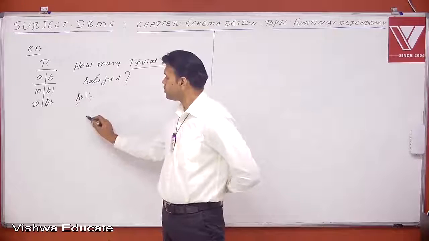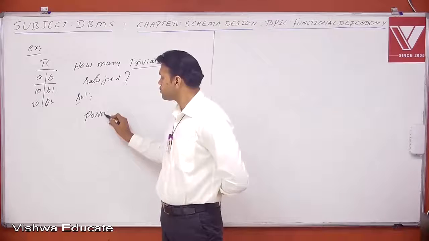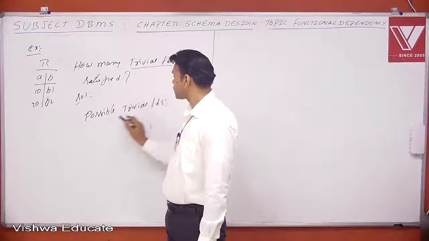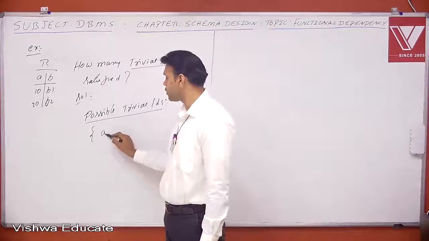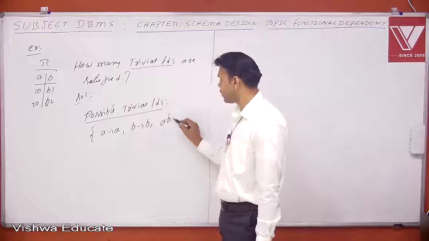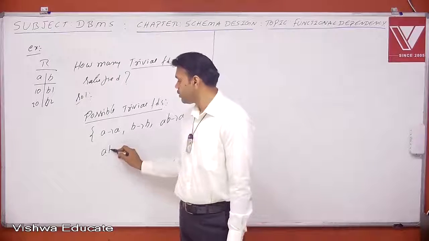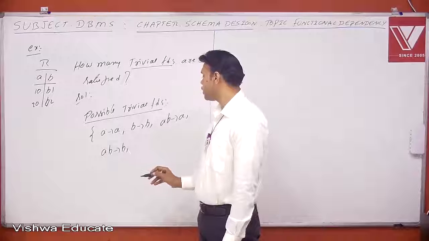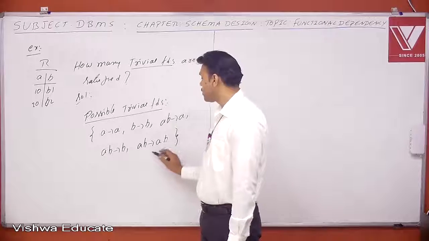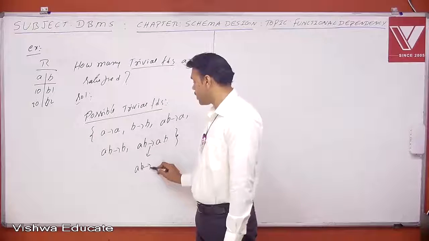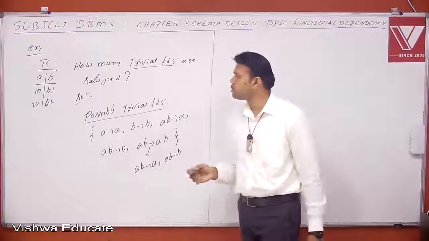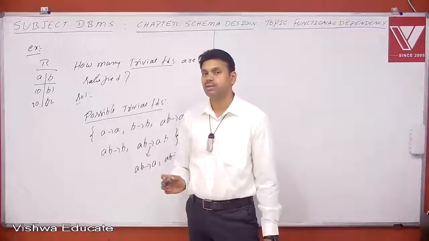So can you write the possible trivial FDs? Can you guess? First combination A→A, second combination B→B, third combination AB→A, fourth combination AB→B. Anything else? You may guess one more: AB→AB. AB→AB is nothing but AB→A and AB→B. Now you tell me how many are satisfied as per the given data.